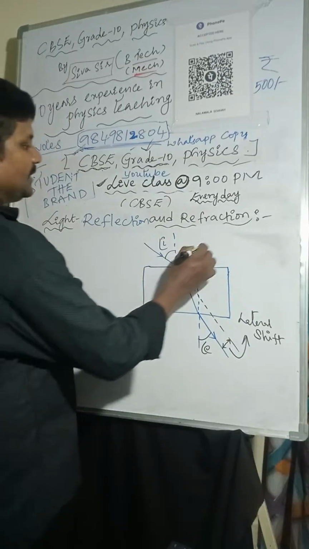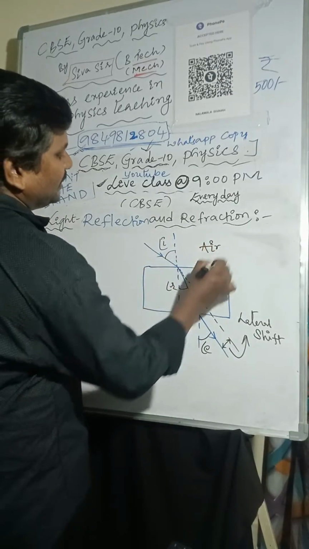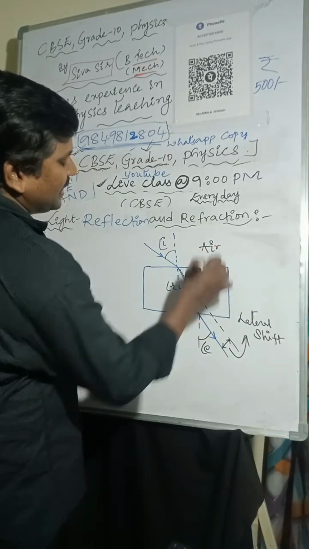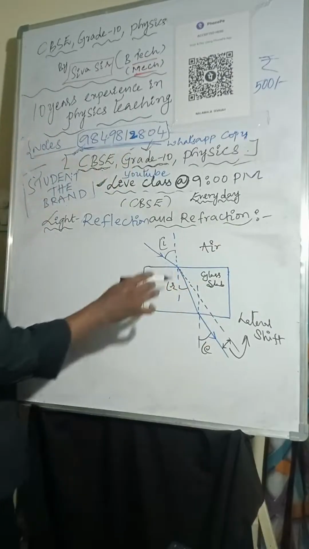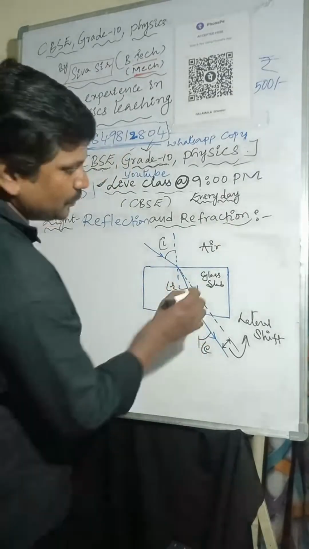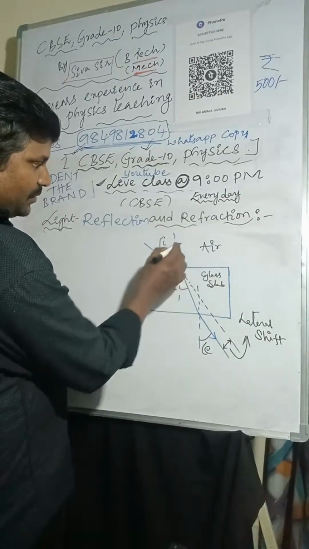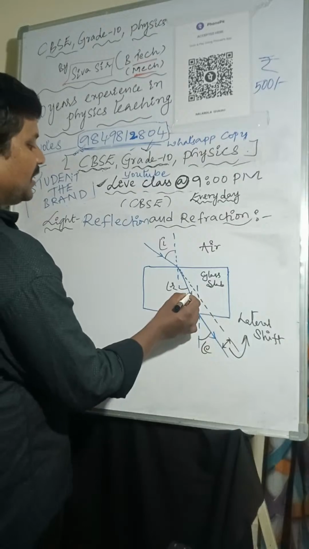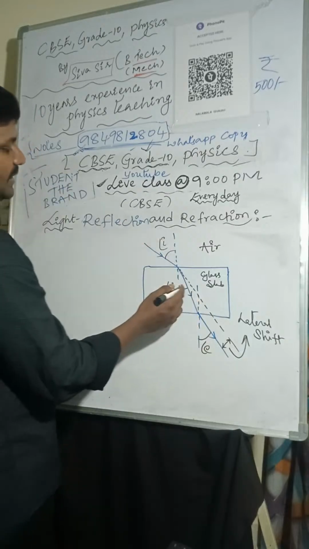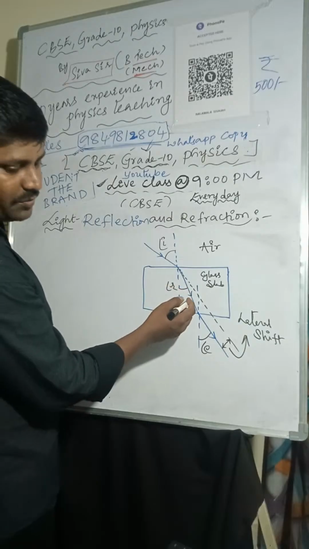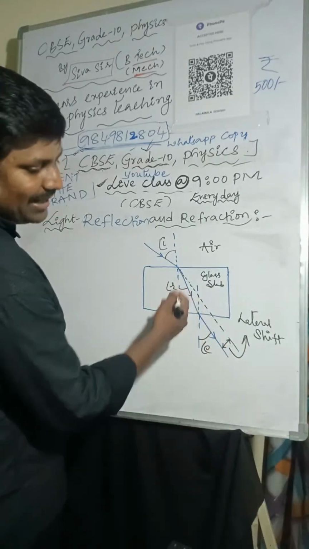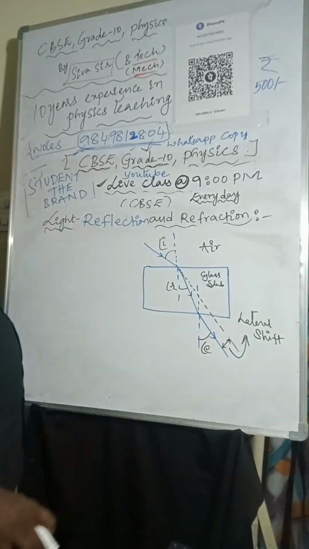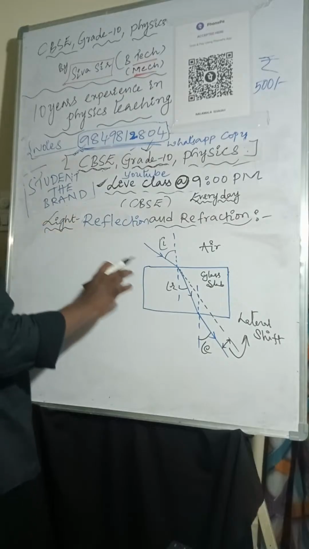Okay, come to the point. So I'm taking air, and this one is the glass slab. If the light ray is passing from air to glass, it bends at the interface of the two media. If it is passing from air to glass, it bends towards the normal, as speed decreases in the glass slab. If it is passing from glass to air, it moves away from the normal line. So this is about refraction.